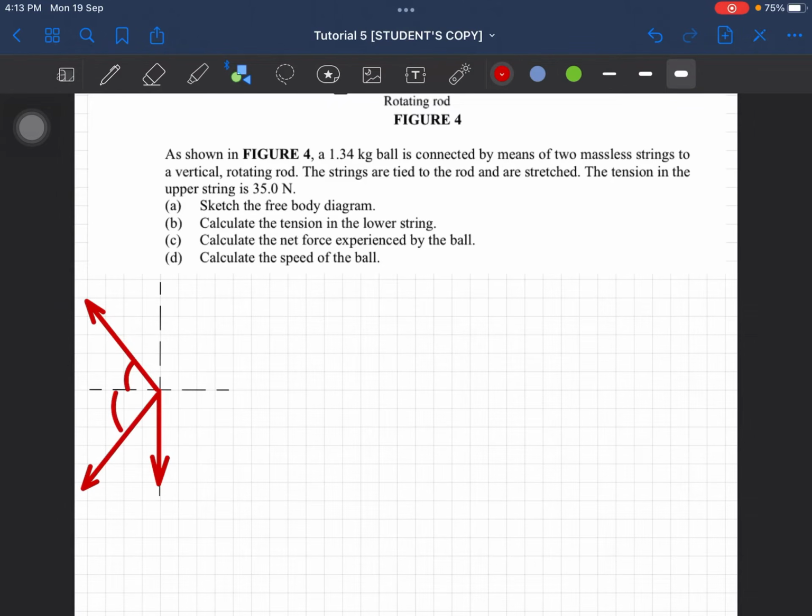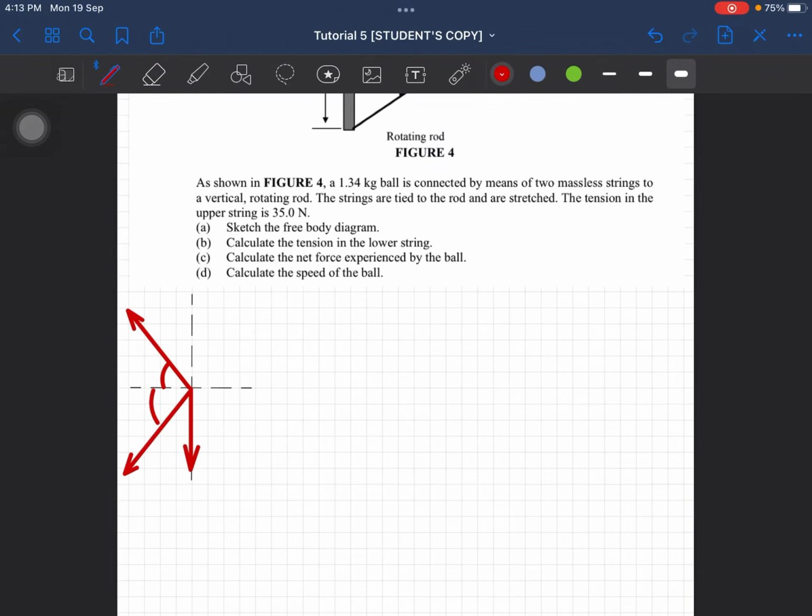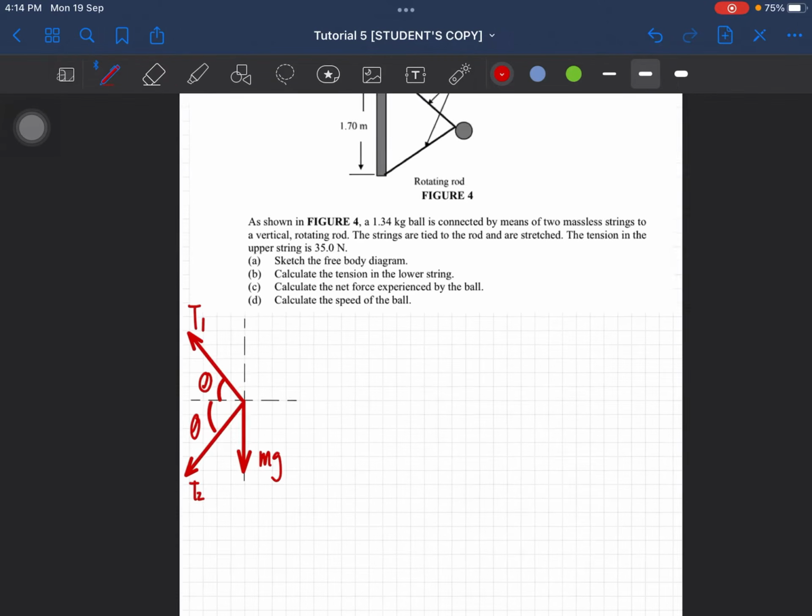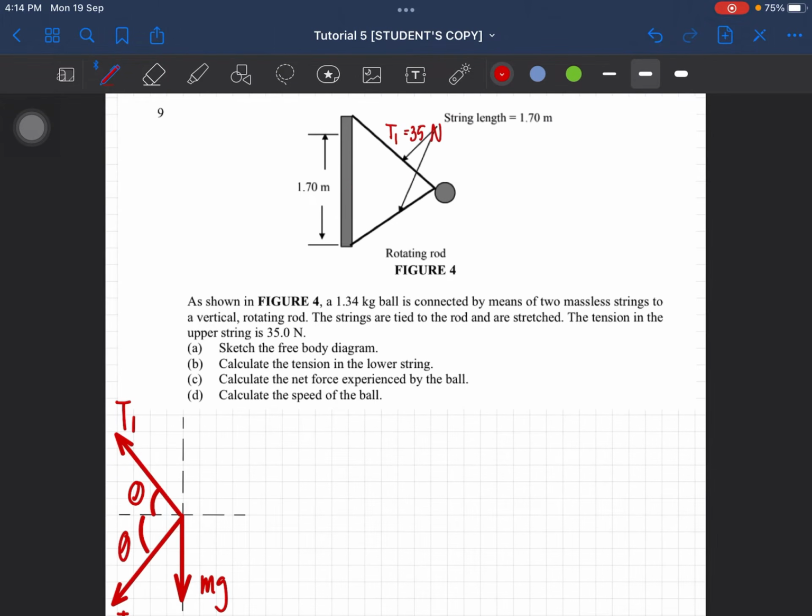Okay, so please remember, for circular motion, you need the value of the angle and the radius. And then if you look at this question, we are actually missing some information, which is the angle and the radius. Okay, because the radius is here, but this radius we can find using trigonometry.